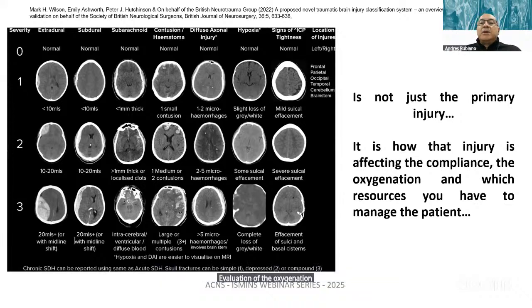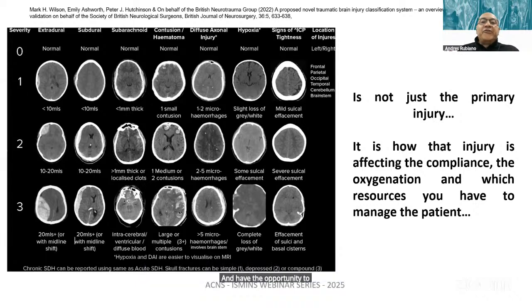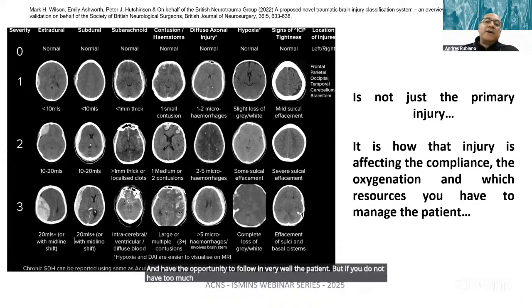the brain, then you have the possibility of being less aggressive, maybe less invasive, and have the opportunity to follow the patient very well. But if you do not have much of this technology, definitely you need to be more aggressive, thinking of the possibility of really avoiding complications.